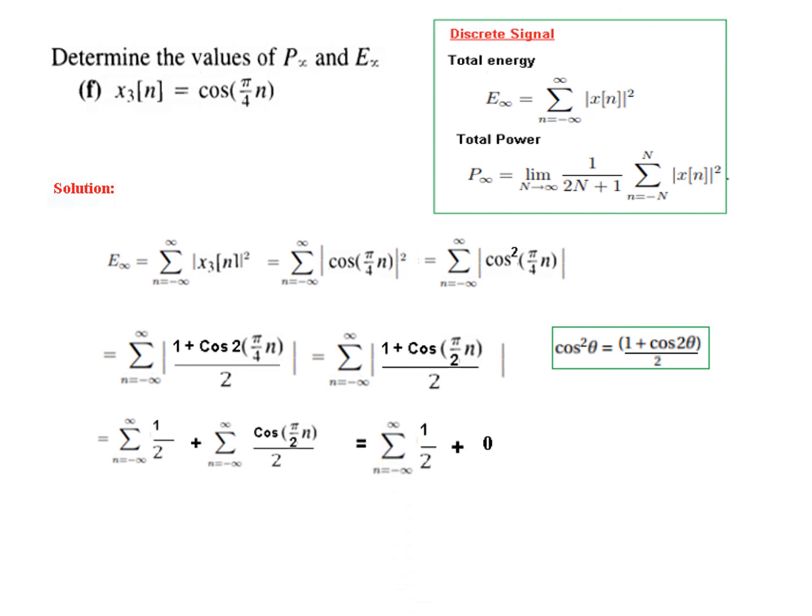So putting in 0 here for the sinusoidal part, and in this case we take half outside, so it is half times the summation of 1 from minus infinity to plus infinity. Again with the same concept, if you keep on adding 1 plus 1 plus 1, it will go up to infinity. So this will become infinity, and this is 0. The final answer is energy equal to infinite joules.